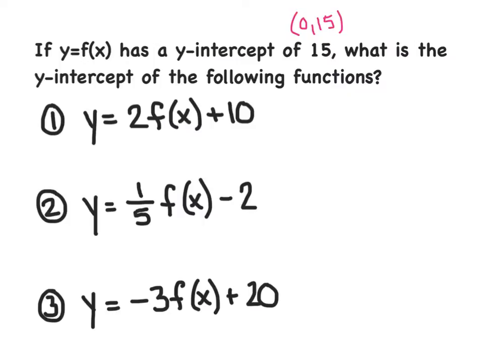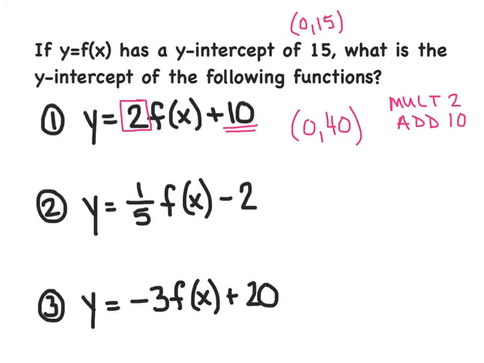So in example number 1, we're going to multiply by 2 first. And after we multiply the 15 by 2, then we'll add the 10. So it really becomes, if I multiply by 2, it's a 30, add 10, it becomes a 40. So just recap, multiply by 2 first, then add the 10. And that order is going to be followed every time.